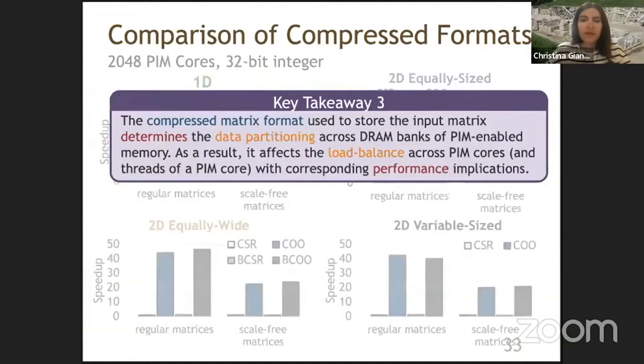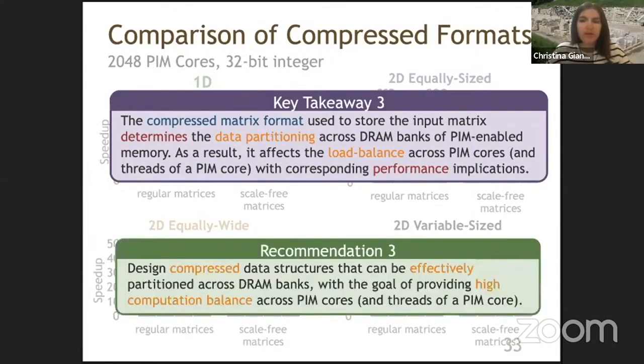So our main key takeaway from this analysis is that the compressed matrix format used to store the input matrix determines the data partitioning across the DRAM banks of the PIM-enabled memory module, and therefore it affects the load balance across the PIM cores with the corresponding performance implications. As a result, we recommend software designers to propose compressed data structures for sparse kernels that can be effectively partitioned across DRAM banks with the goal of providing high computation balance across PIM cores and also across threads of a single PIM core.